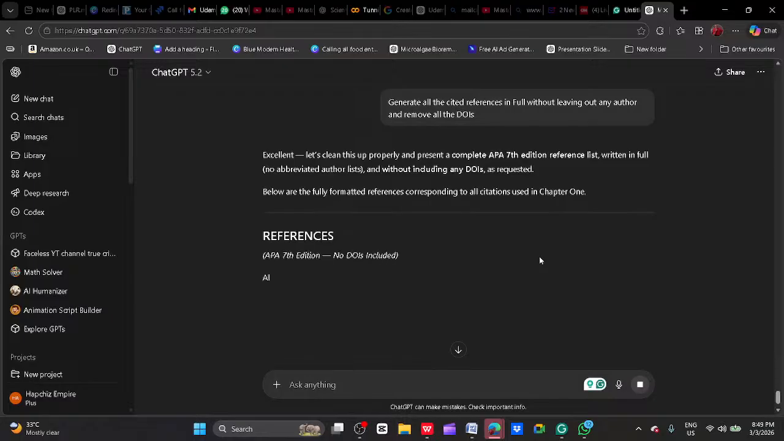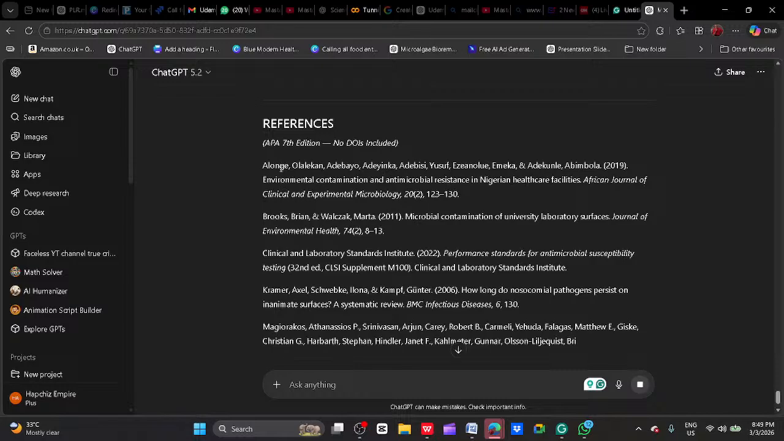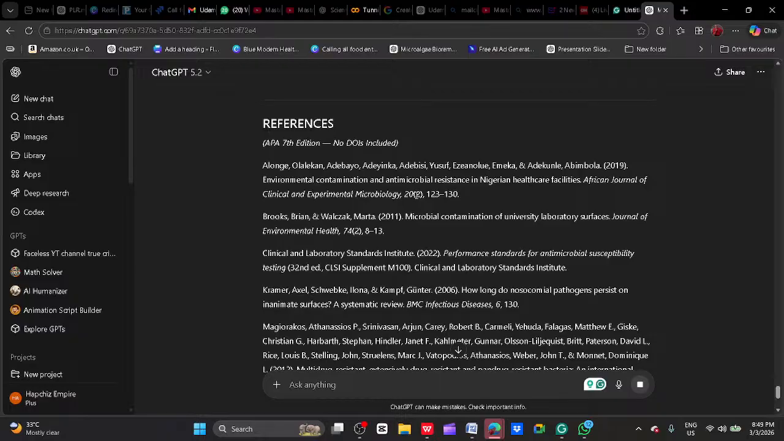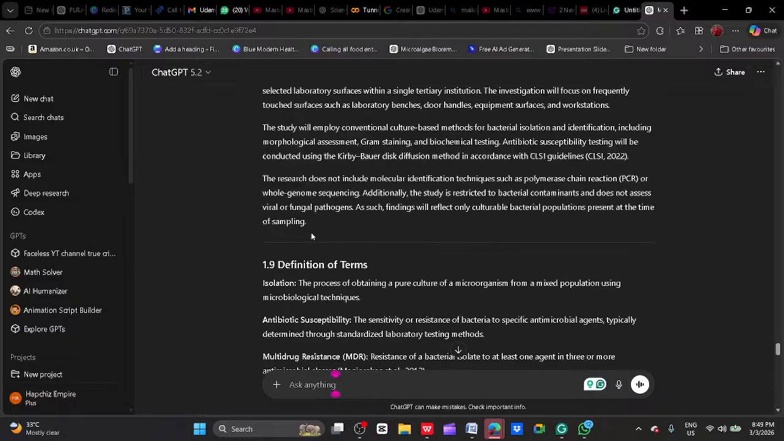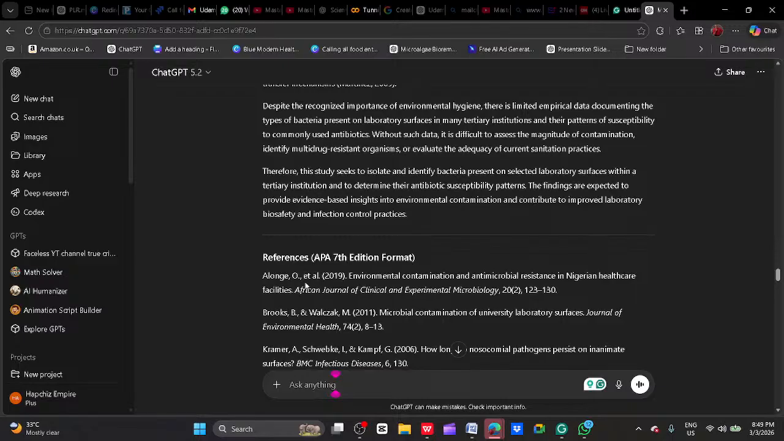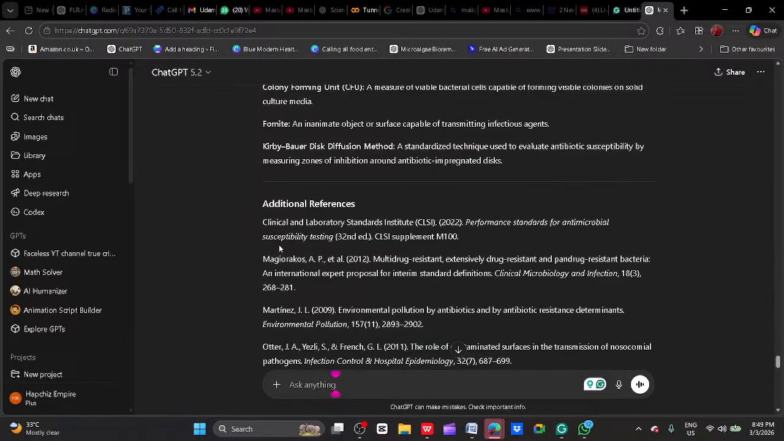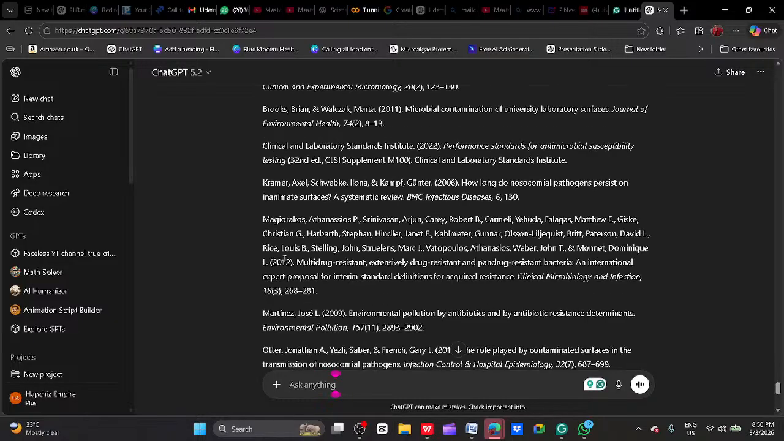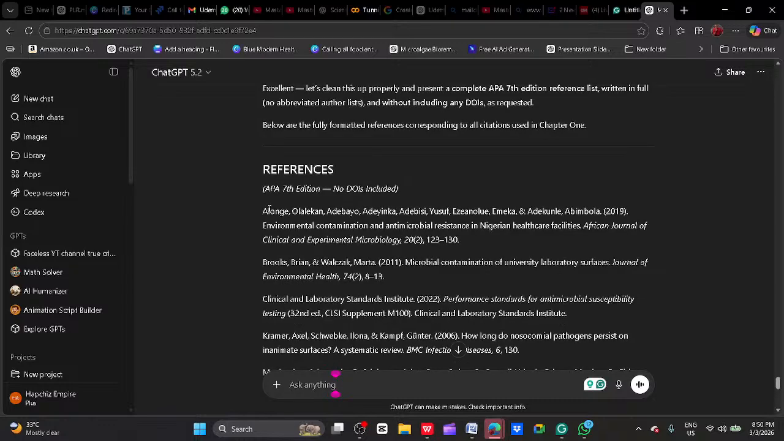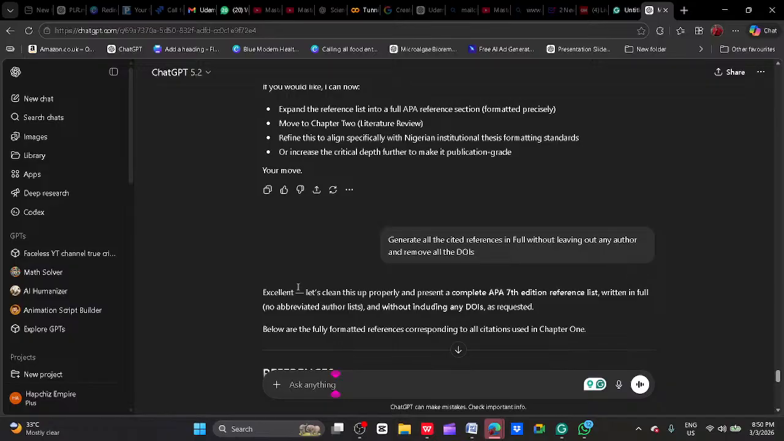That's why I said ChatGPT, you can see Alonge. And if you compare it with this one, look at Alonge here. See Alonge here. Just cited Alonge et al. 2019. So that's not a complete reference. So that's one of the reasons why you have to do a lot of checks even after AI has given you. So the Alonge is now Alonge Olalekan Adebayo, all this. One of the reasons why this one is like this is just because we did not actually specify.